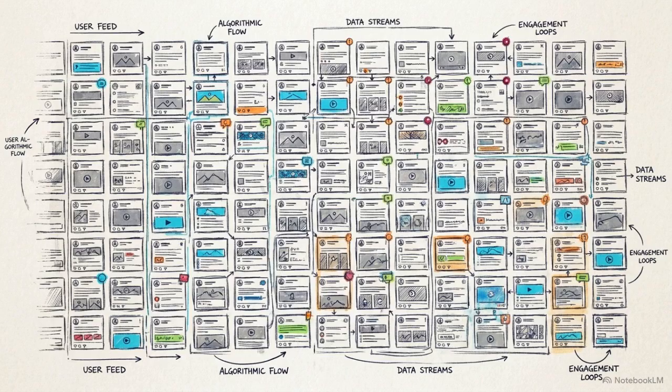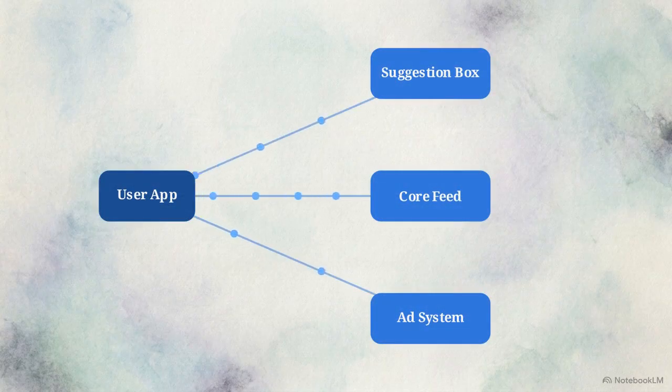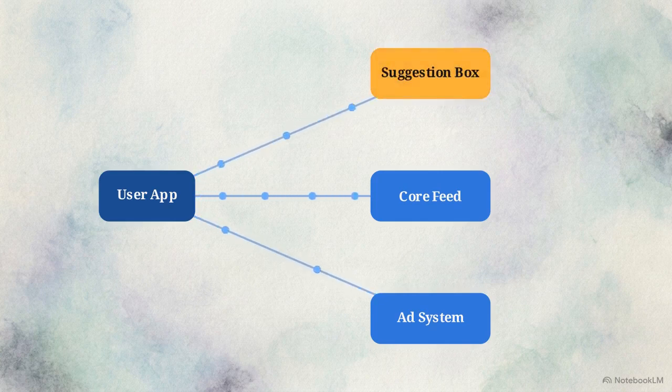Picture a global social media platform. Millions of people are scrolling. Suddenly, a server spike causes the recommendation engine, the part that suggests new accounts to follow, to time out. Looking at this network graph, you can see how the architecture isolates the failure. Instead of freezing the entire app, it disables that specific feature, dropping the suggestion box so the core feed of posts can continue loading seamlessly.